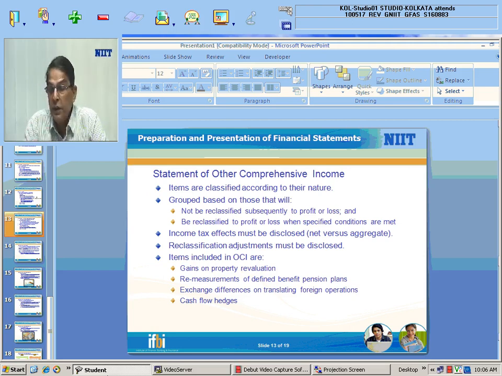Income tax effects must be disclosed, net versus aggregate. If any reclassification adjustments are made, that must be disclosed. So items included in OCI are normally gains on property revaluation, remeasurement of defined benefit pension plans, exchange differences on translating foreign operations, and cash flow hedges. These are the kinds of items included in OCI, other comprehensive income.